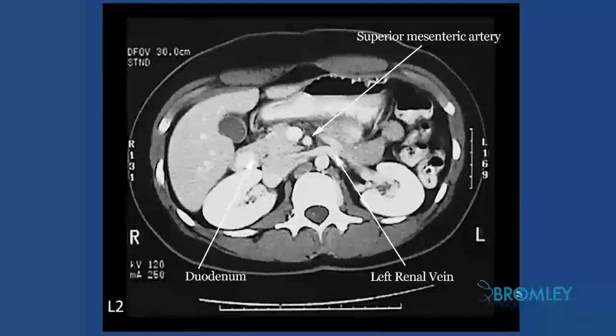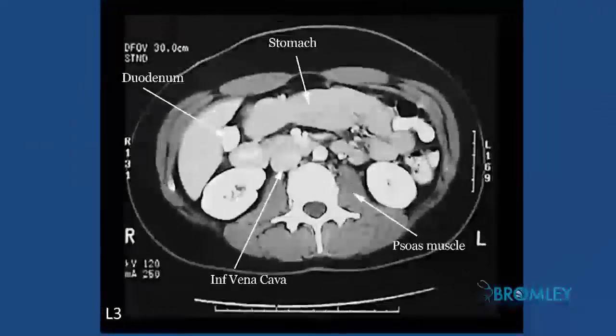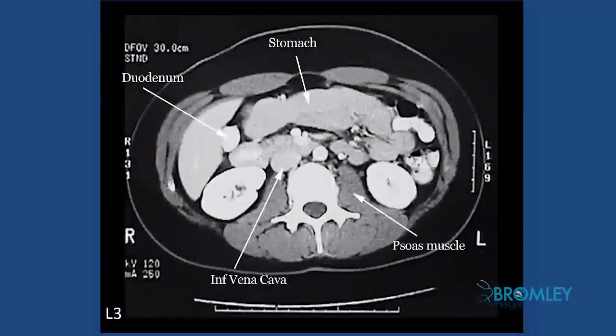If we drop down one more level to L3, we've still got the kidneys, we've still got the bottom of the liver, we can still see the stomach, we can still see some of the duodenum, still got the aorta, and at the L3 level is where the inferior mesenteric artery arises. We can't see it in this particular section, but the inferior mesenteric comes off at L3. The psoas muscles are becoming more apparent at this level.